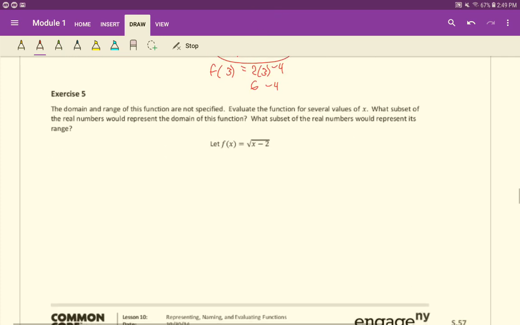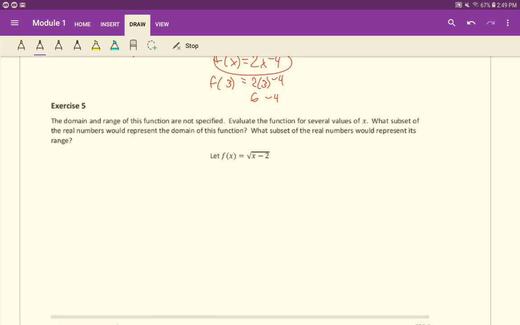The domain and range of this function are not specified. Evaluate the function for several values of x. What subset of the real numbers would represent the domain of this function? What subset of the real numbers would represent its range? This is a pretty tricky question because we haven't talked about square roots yet. So we'll do our best, but don't fret too much if this is really hard. We're going to cover square roots in a later unit too.